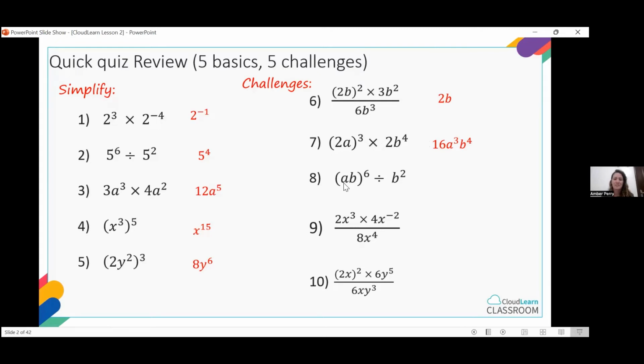And moving on to question 8, we've got a to the power of 6, b to the power of 6. So that's a to the 6 times b to the 6. Dividing then by b squared, so that's going to be a to the power of 6 times b to the power of 4, because we're going to subtract those powers. Question 9, we're going to go 2 times 4 is 8, and you'll see the numbers actually cancel out. 2 times 4 is 8, and they cancel out with this 8 on the bottom of the fraction there, okay?